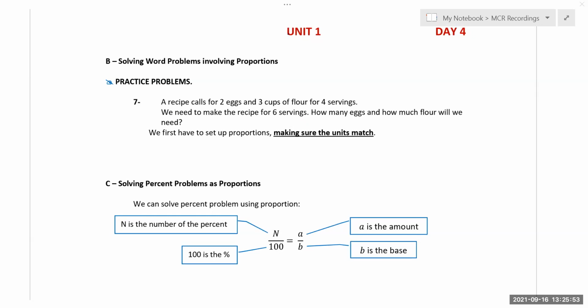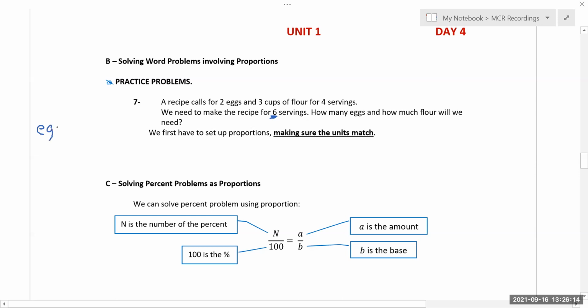So then next we have some word problems with proportions. I'm getting into the heart of that. So if a recipe is 2 eggs and 3 cups of flour for 4 servings, we now want to ramp that up and make 6 servings. So how many eggs, how much flour do we need?